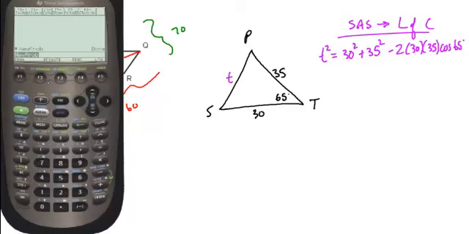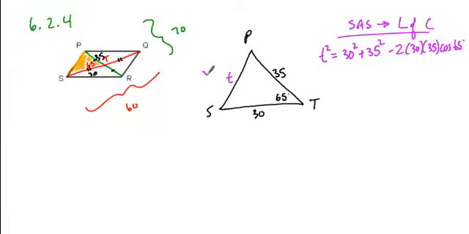If I plug this into my calculator, I'll use the solve feature. T squared is equal to 30 squared plus 35 squared minus 2 times 30 times 35, all times the cosine of 65. I'll put a decimal in there, so my answer is displayed as a decimal. And I'm solving for T. So I get T is approximately 35.2.